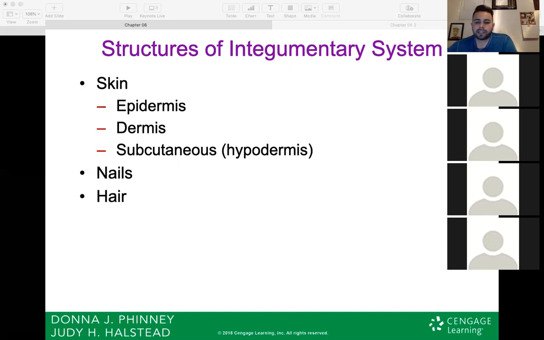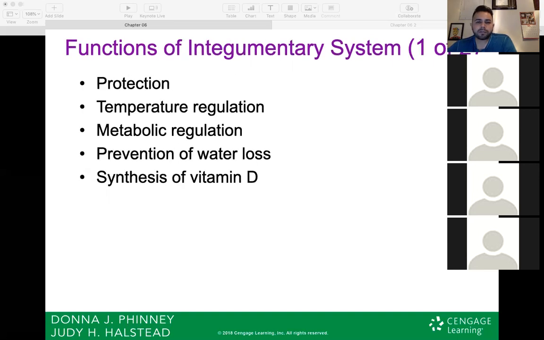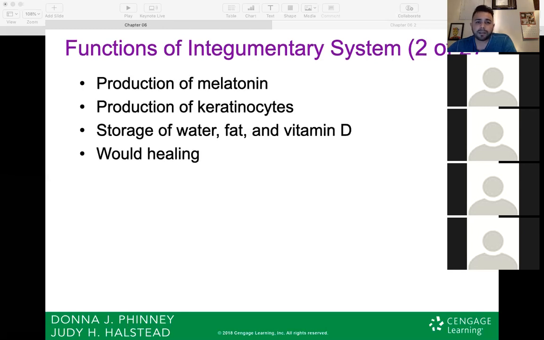So all of these things act to protect our bodies, to regulate temperature, to regulate our metabolism, prevent water loss. Our skin can also make vitamin D, produces melatonin, produces keratinocytes, and it stores water, fat, vitamin D.